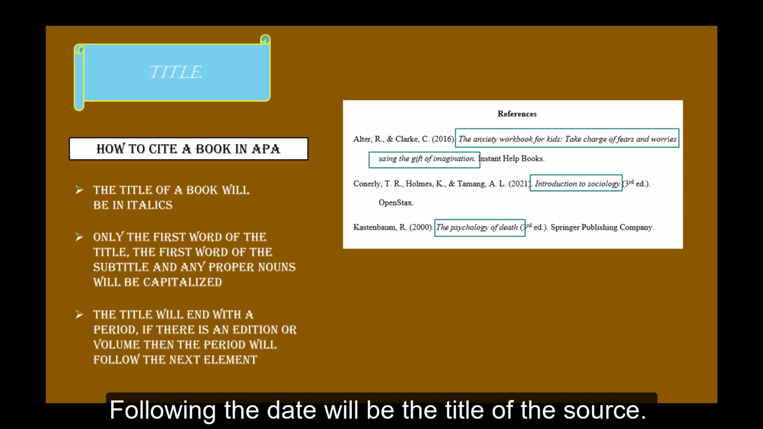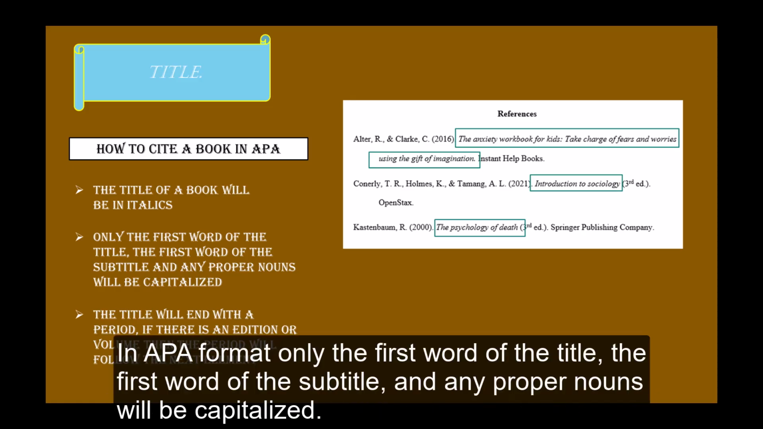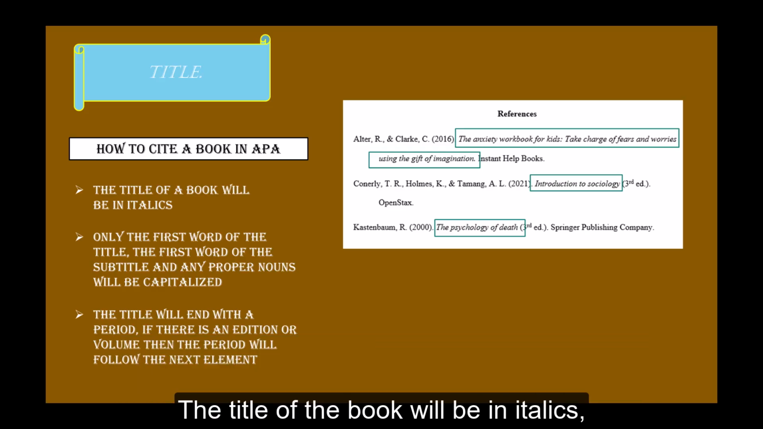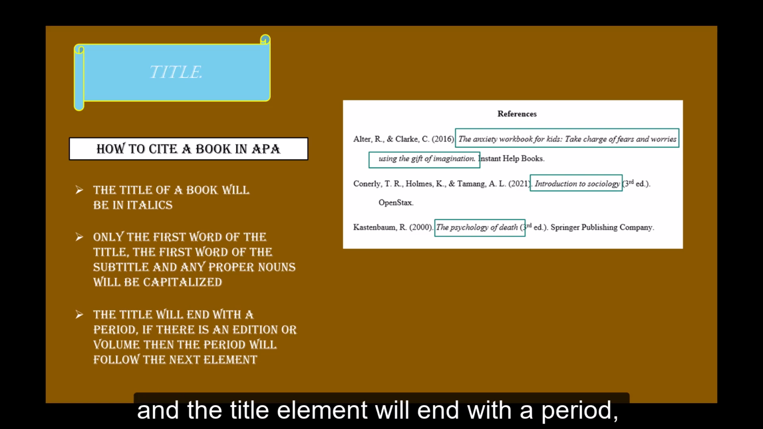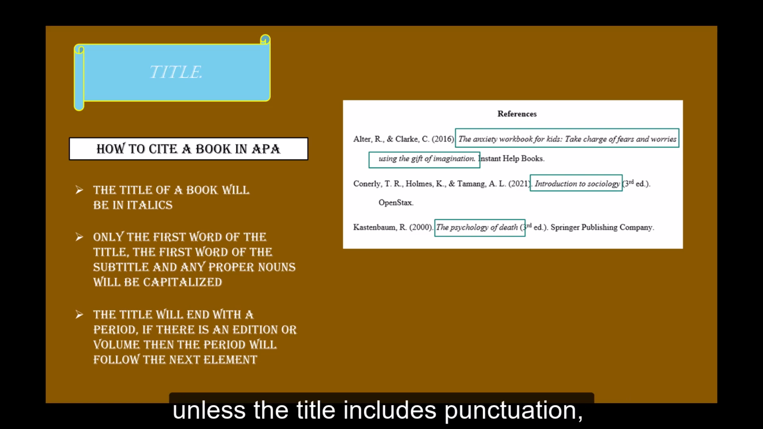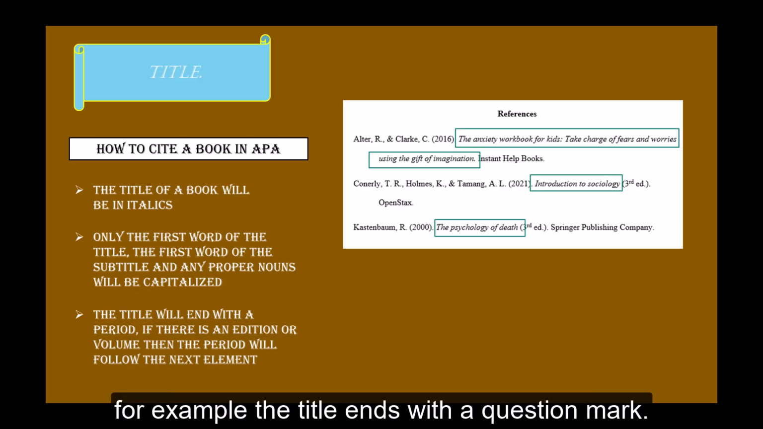Following the date will be the title of the source. In APA format, only the first word of the title, the first word of the subtitle, and any proper nouns will be capitalized. The title of the book will also be in italics, and the title element will end with a period unless the title itself includes a punctuation. For example, the title ends with a question mark.